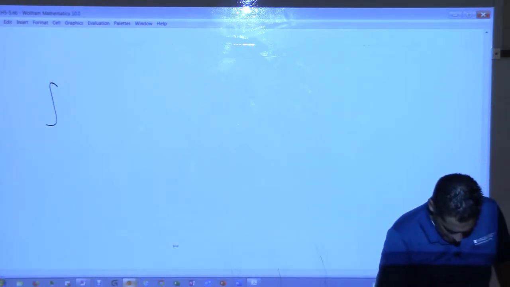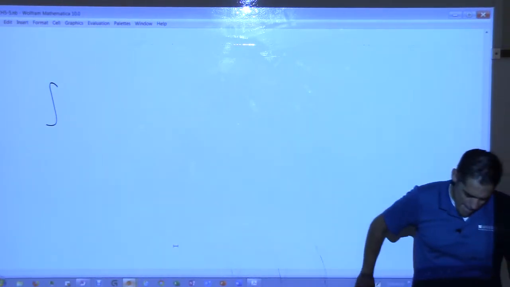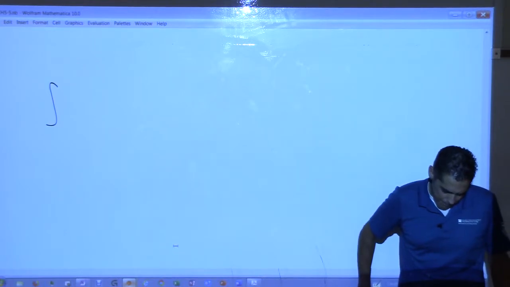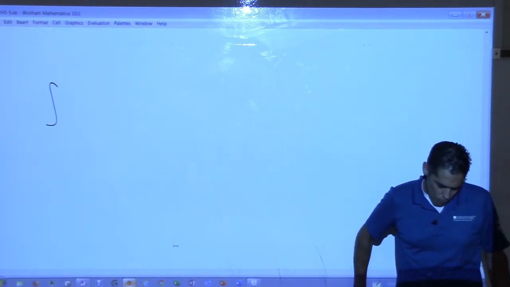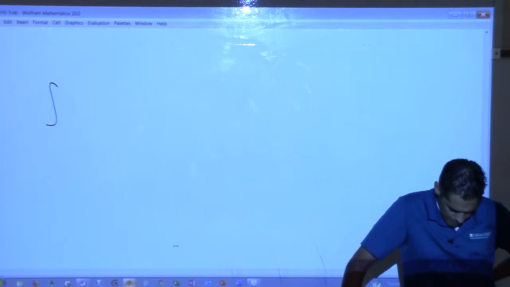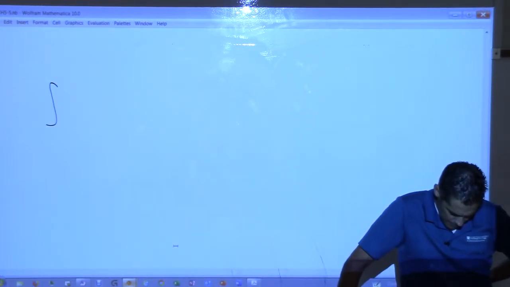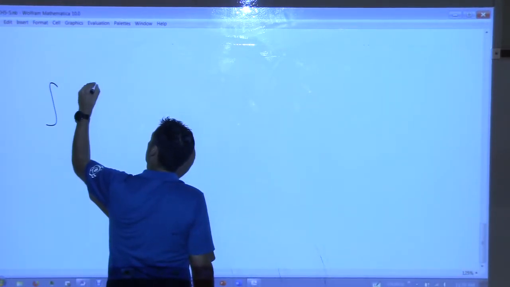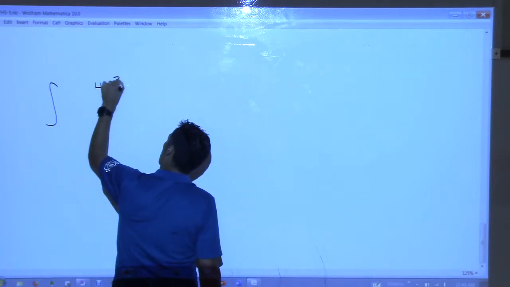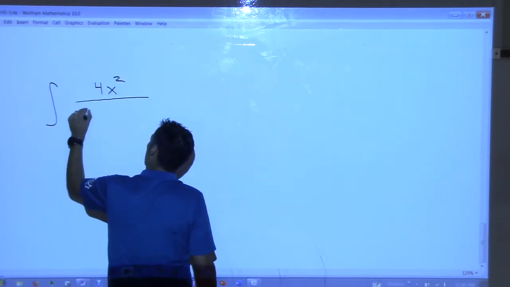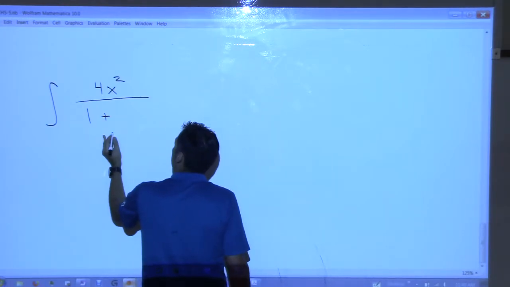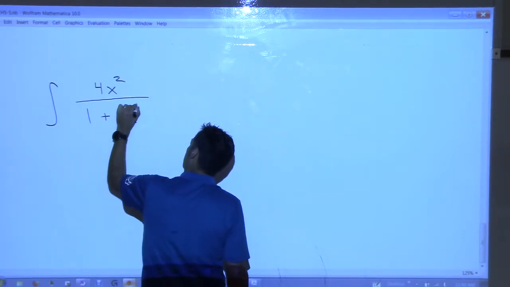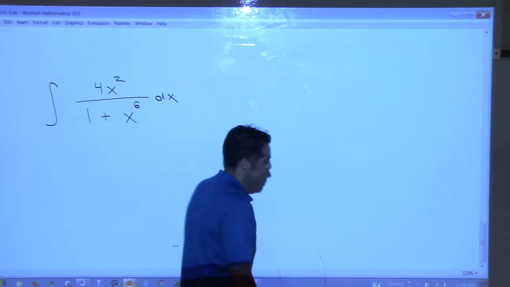Let's see if I can't hang y'all up on something here. Okay, that's interesting. How about this? 4x squared over 1 plus x to the 6th dx.